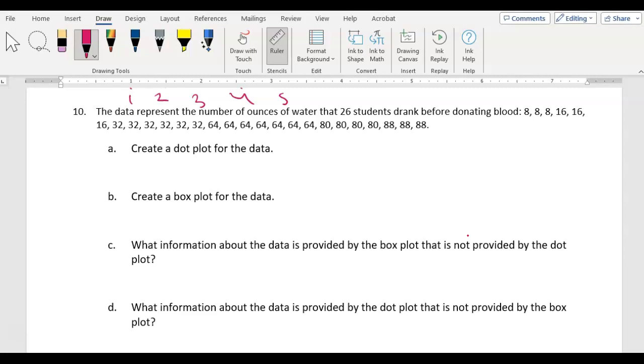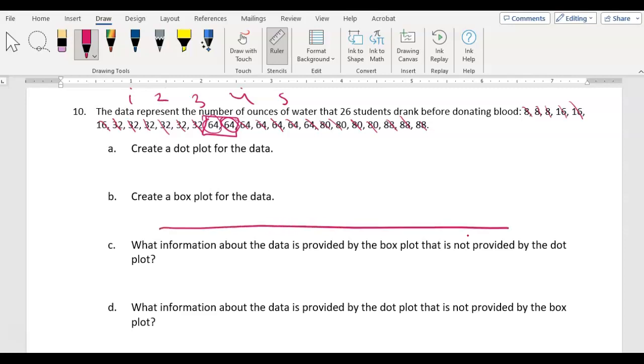So the dot plot, I'm going to let you do on your own because you can work that out for yourself. Now, let's look at the box plot for the data. I'm going to help you with that because to do that, we need a median. There's 26 students, so I'm going to count to 13. 1, 2, 3, 4, 5, 6, 7, 8, 9, 10, 11, 12, 13. 1, 2, 3, 4, 5, 6, 7, 8, 9, 10, 11, 12, 13. All right, so my two middle numbers are 64, and 64 averaged is going to be 64. So my median is 64.